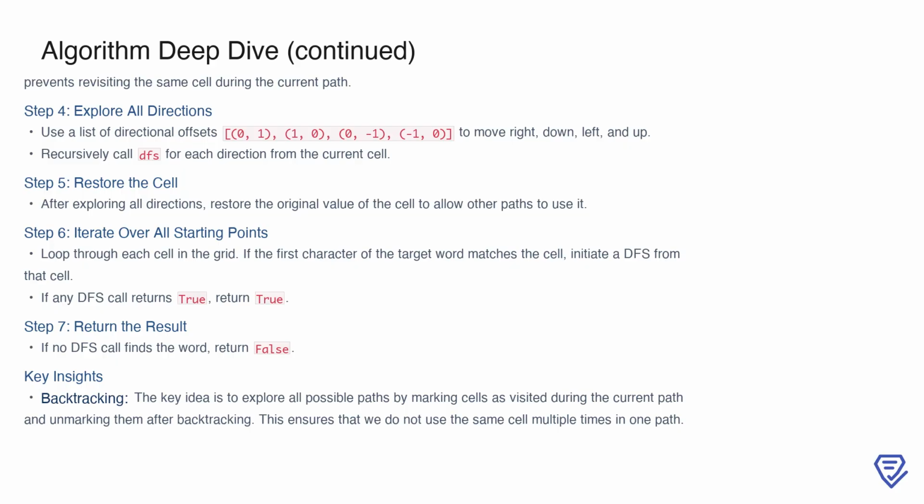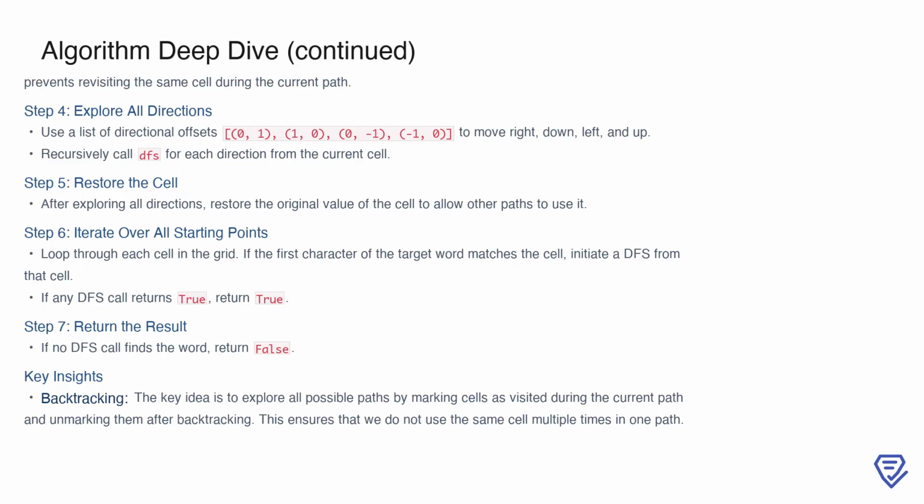After exploring all directions, we restore the original value of the cell so that it can be used in other potential paths. With our search logic in place, we then iterate through every cell in the grid. If a cell matches the first character of the target word, we initiate a DFS starting from that cell. If any of these DFS calls returns true, it means the word has been found, and we can return true immediately. If no path matches the word, we return false.